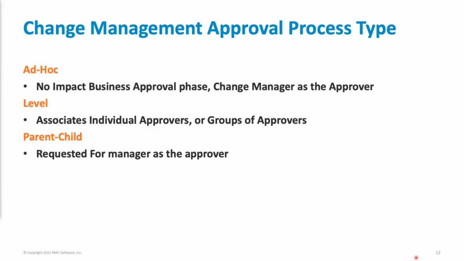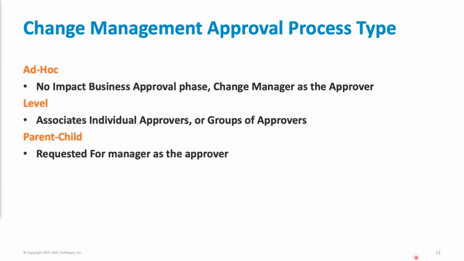Let's take a look at out-of-the-box approval process types for change management application. Ad hoc approval process type. This process type provides routing authority to each approver without requiring the administrators to create approver mapping for every individual or group. The ad hoc approval process is used in the no impact business approval phase with the change management as the approver. Next is label approval process type.